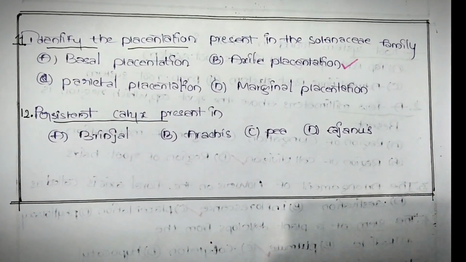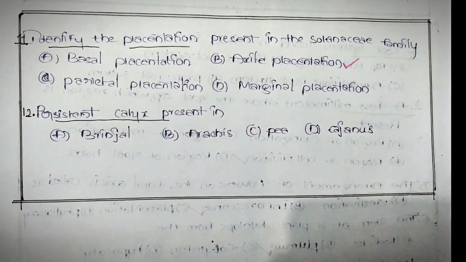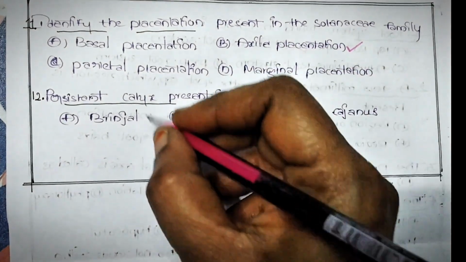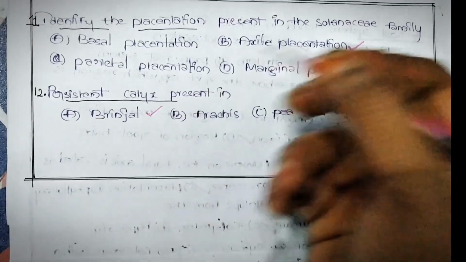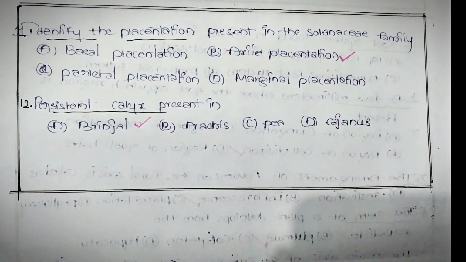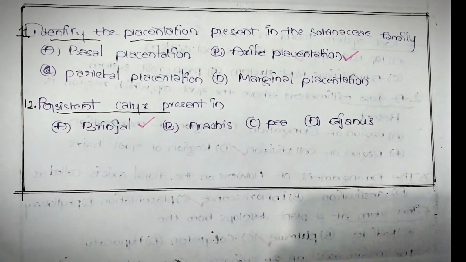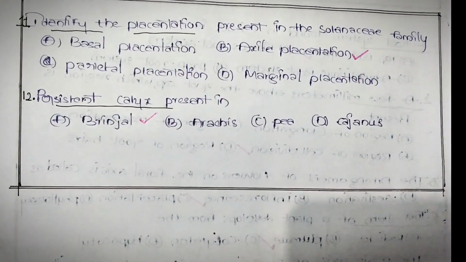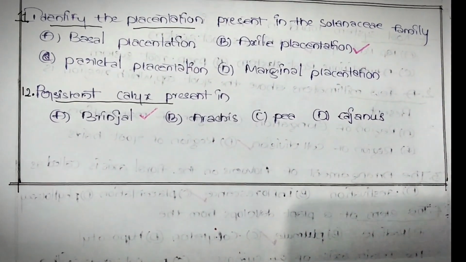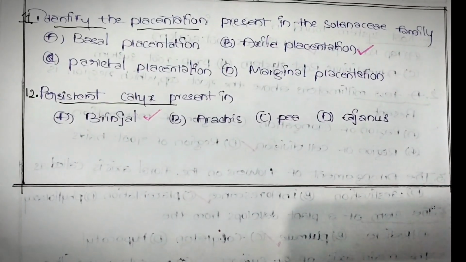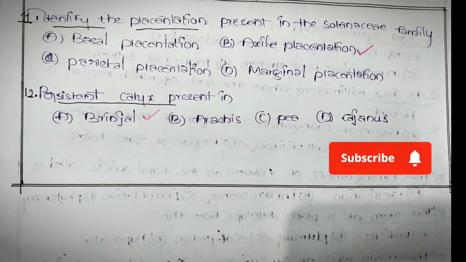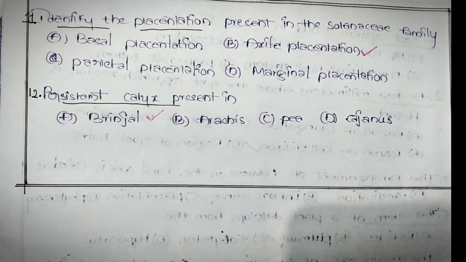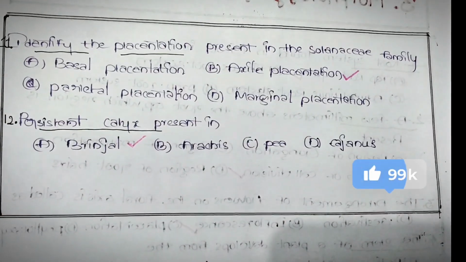Persistent calyx is present in, options are brinjal, arachis, pea, cajanus. For this, the correct answer is persistent calyx found in brinjal. Generally calyx is ephemeral. That means it will fall off after fertilization. But in case of some Solanaceae members, it will remain even after the fruit formation. Such a type of calyx is called persistent calyx, that is found in brinjal. You will find the persistent calyx in brinjal.